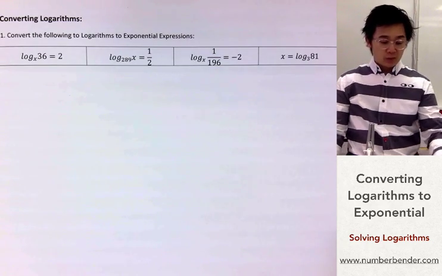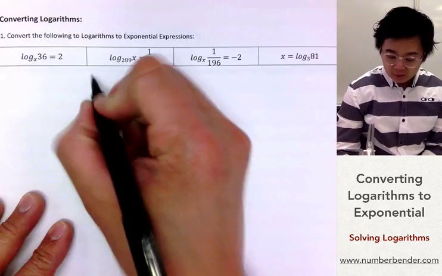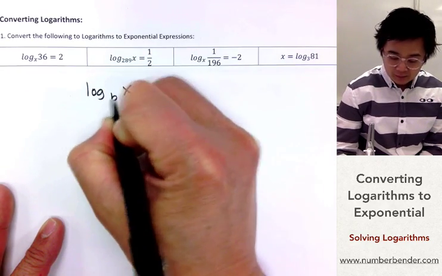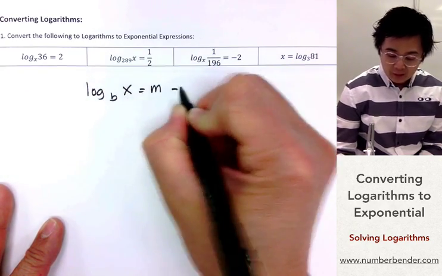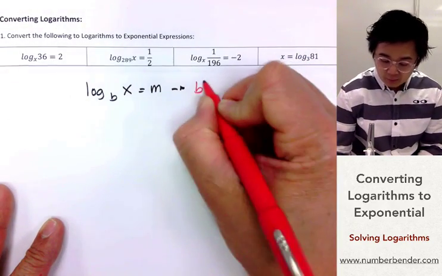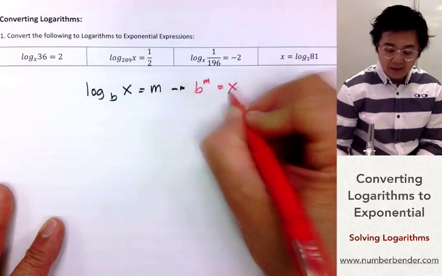Now we know that the formula for converting logarithm to exponential, let's say we have logarithm of x to the base b is equal to m. The conversion formula of this function will be b raised to m equal to x.